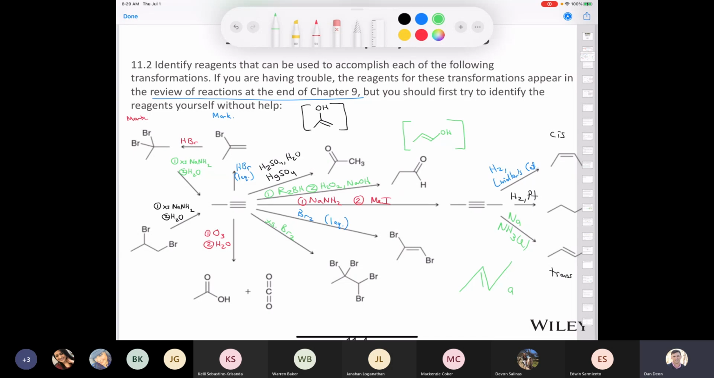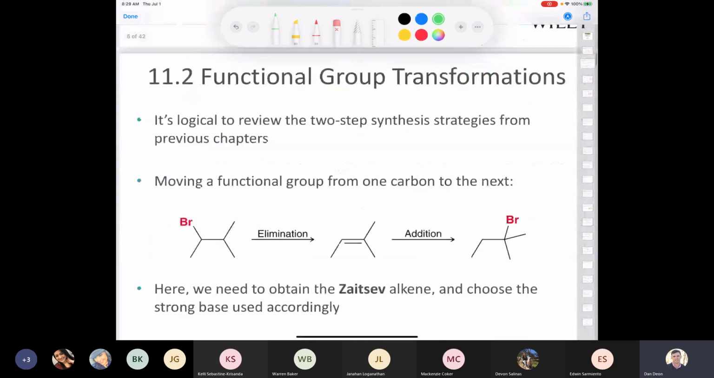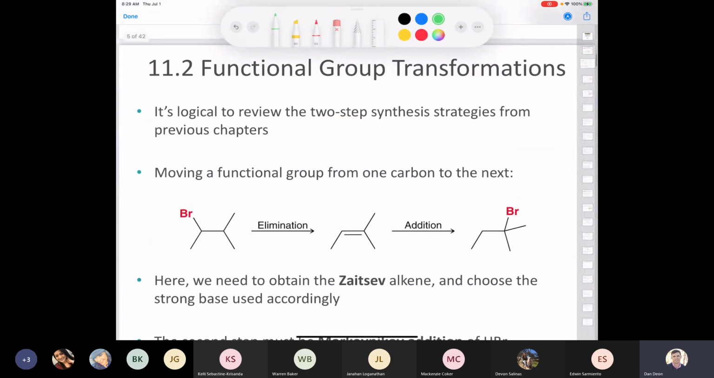Now, the rest of the chapter, and I don't want to throw it under the bus, but the rest of the chapter is just kind of taking a look at all the different things that we learned over the course of the semester. And then we're going to try some practice problems here. So it says it's a good idea to review the two-step synthesis strategies from previous chapters.